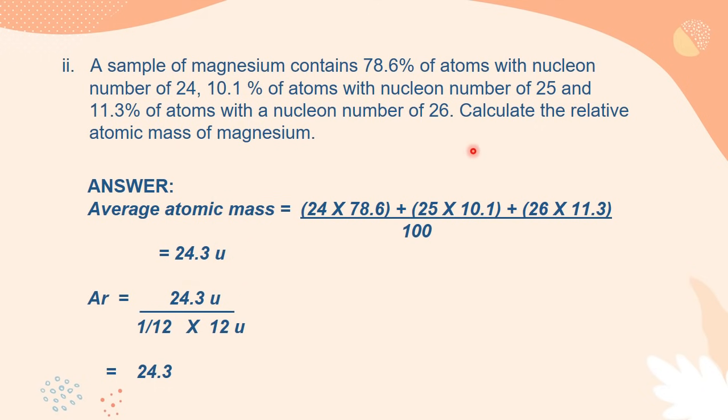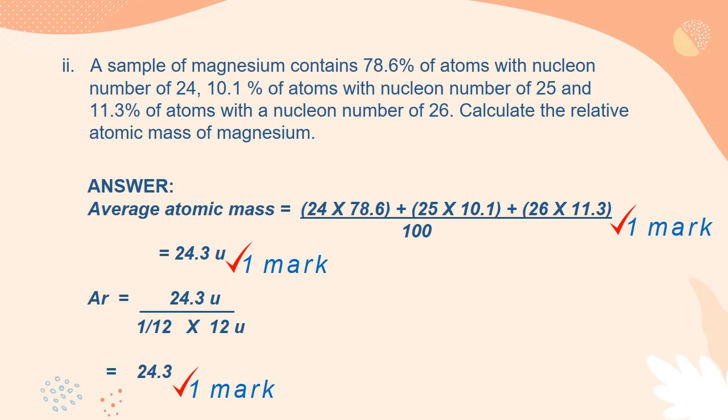So, now the question asks you to calculate the relative atomic mass of magnesium. That means you must compare the average atomic mass with 1/12 times the mass of carbon 12. So, to remove its unit, we will divide by 1/12 times 12 U. So, the answer is 24.3. So, for this question, you can get 3 marks.